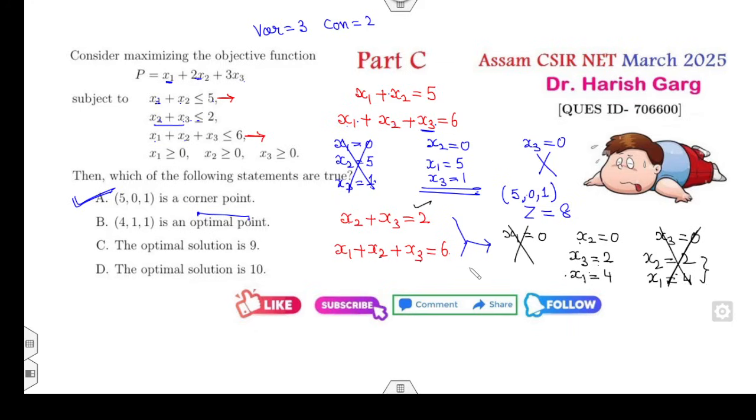Fine. So what point did you get from here? 4, 0, 2. What is the value of z corresponding to 4, 0, 2? That is 10. Fine. So if this is 10, then this is not the optimal solution.